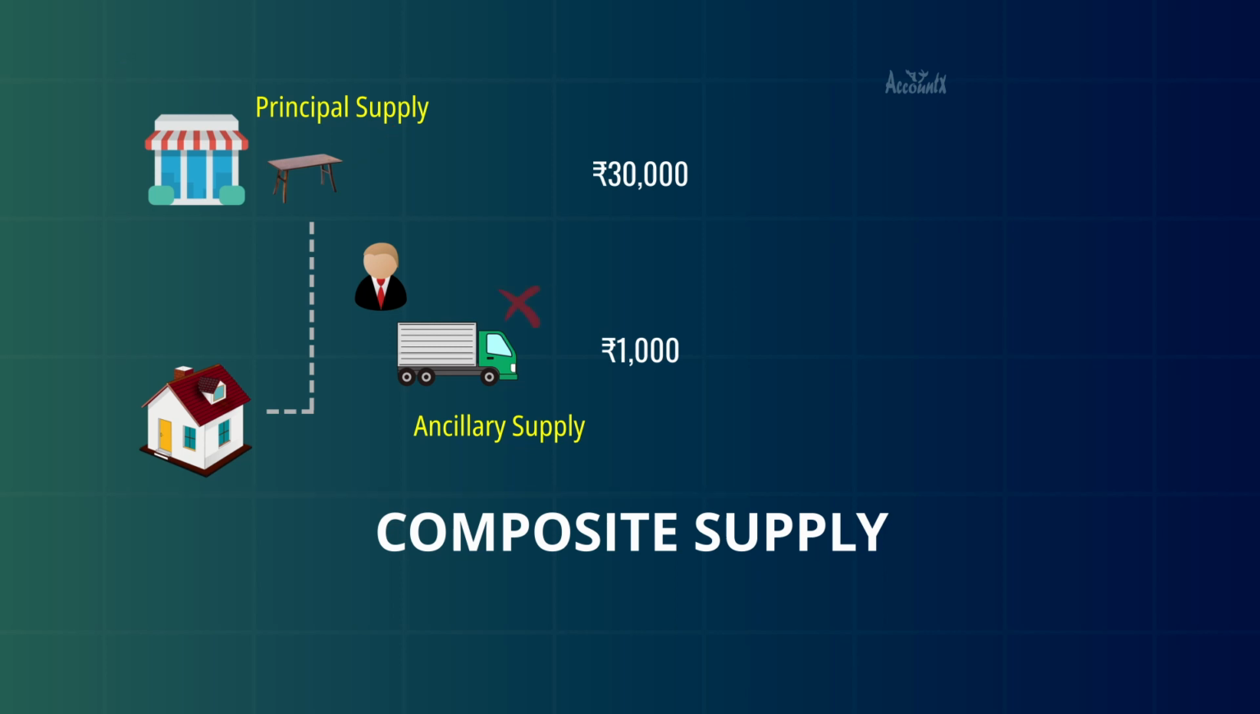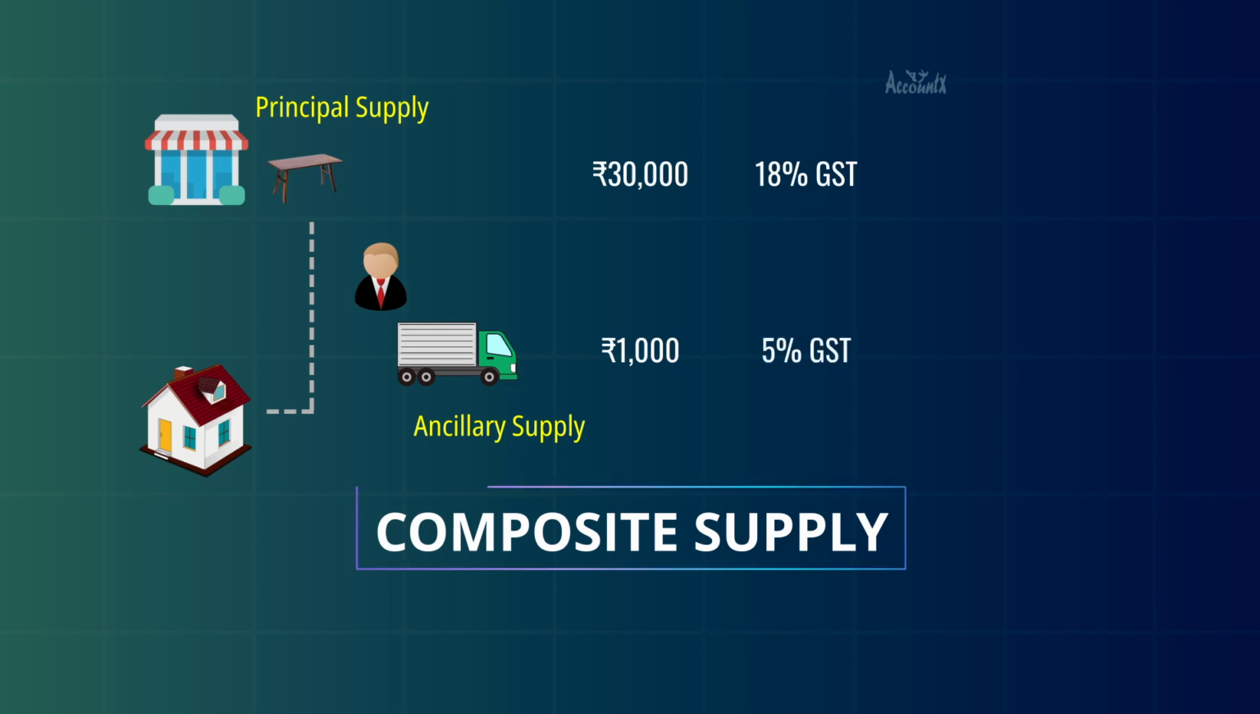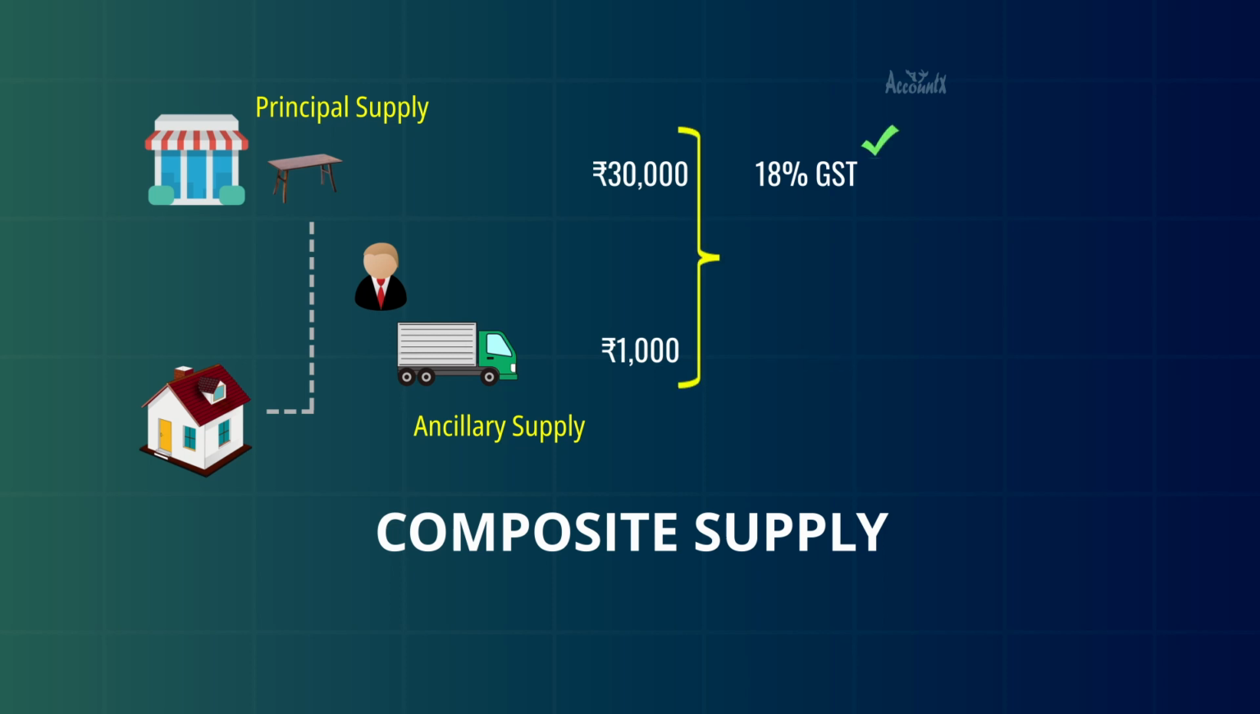That is, there is no question of transportation if you don't buy the table. Similarly, there is no buying of table if it can't be delivered to you at your house. Let's now calculate the total price. The rate of GST for wooden table is 18% and for transportation, let's say it's 5%. Now, because this is a composite supply, you have to pay GST at 18% on the entire bundle. So, table 30,000, transportation 1,000 plus GST at 18%. So, total price is 36,580.